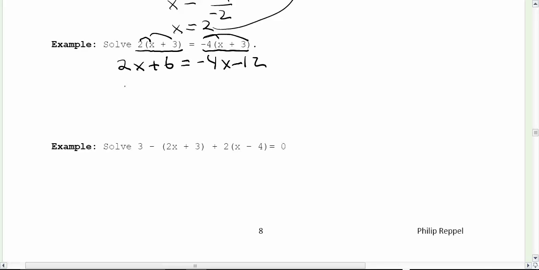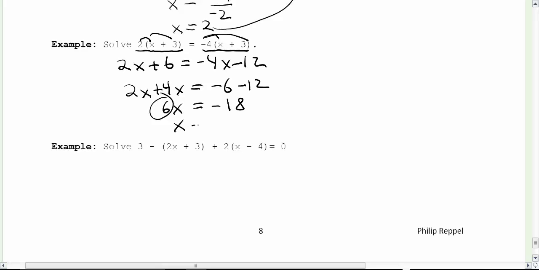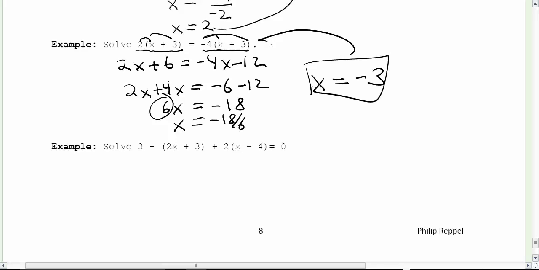Now I'll rearrange my terms. I'm going to move the 4x, so I'm changing the sign. I'm going to move the 6, so I'm changing the sign. 2 and 4 is 6x. Minus 6 minus 12 is minus 18. I'm ready to move the coefficient. I'm multiplying by 6, so I'll bring it across, dividing by 6. So in this problem here, the solution is x equal to -3. So if you plug in a -3 up here, you're going to get a true statement.